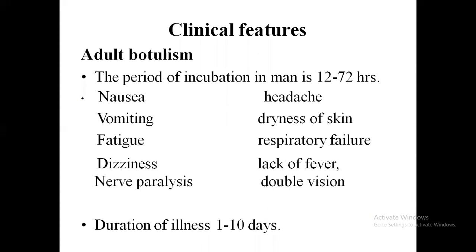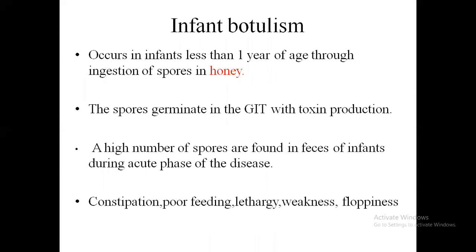In adult botulism, the incubation period in men is 12 to 72 hours. Signs and symptoms are similar, like you can see here, nerve paralysis. Because it's a neurotoxin, it causes headache, dryness of skin, respiratory failure, lack of fever, or double vision. Duration of illness is just 1 to 10 days.